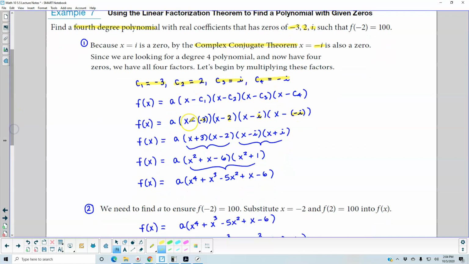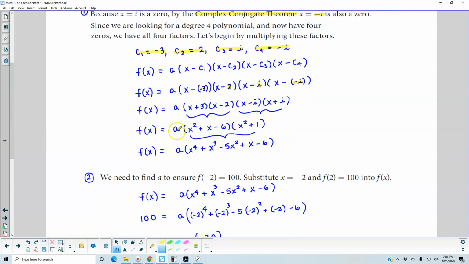Now we're going to simplify these signs. So f of x equals a times (x plus 3) times (x minus 2) times (x minus i) times (x plus i). Now we multiply x plus 3 times x minus 2, which gives us x squared plus x minus 6. You have to FOIL or use the box method to get that result. Then x minus i times x plus i is a difference of squares, so we get x squared plus 1.